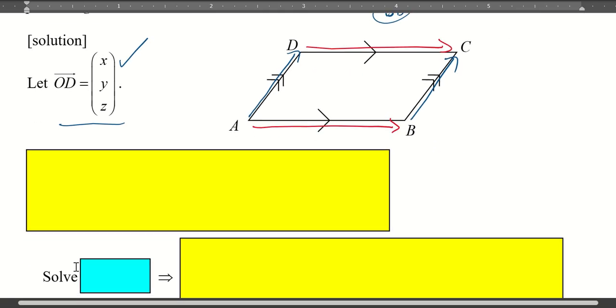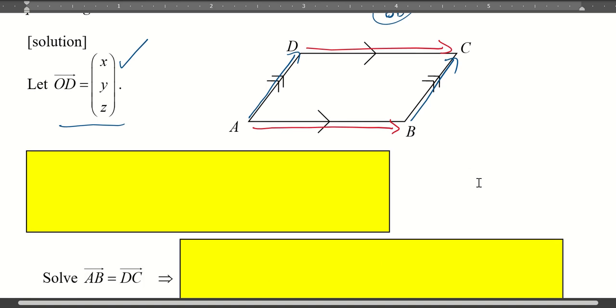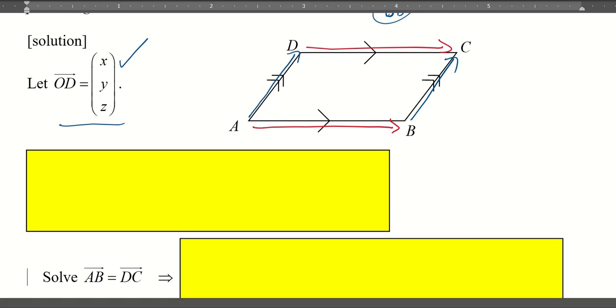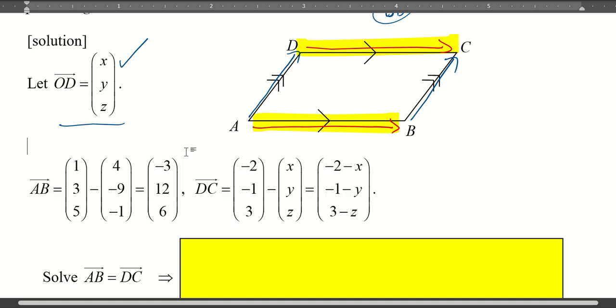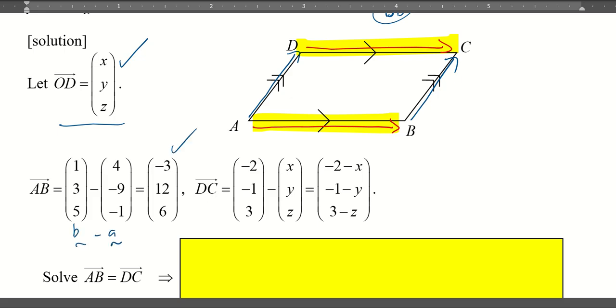Here, what has been used is the fact that AB is equal to DC. To do that, let's find the expression for each first, AB and also DC. With what's given in the question, AB can be formed by OB minus OA, hence getting this vector. DC will be OC minus OD, and OD we let be the vector XYZ. That's what we want to solve.